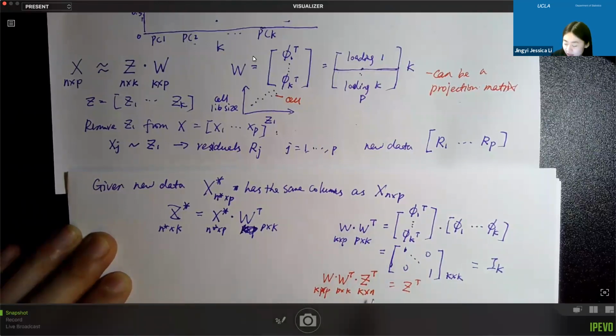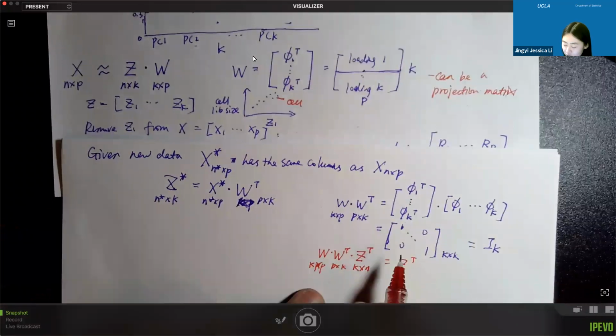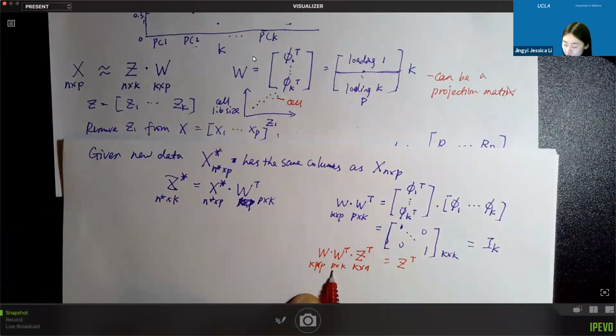So what this says is that when I go from low dimension to high dimension, and then from high dimension to low dimension, I don't lose any information. So this is actually invertible, so I can still go back. This is an important property about W. Geometrically, it tells you that whenever you are in these K dimensions, going to a higher dimension, you can go back to a low dimension.